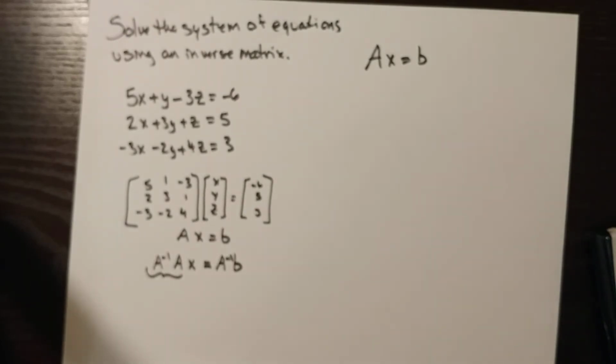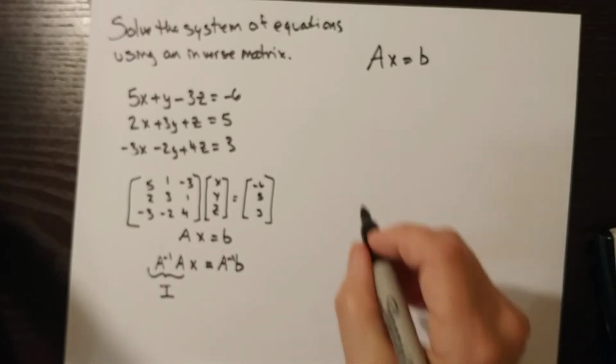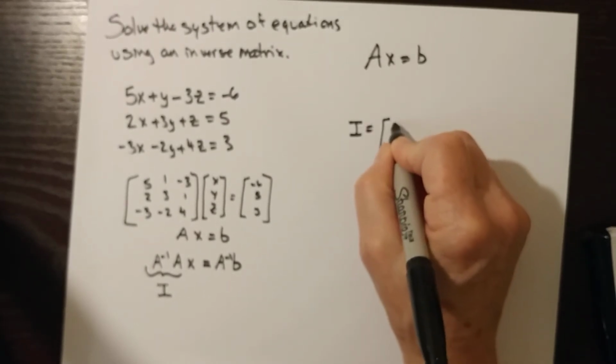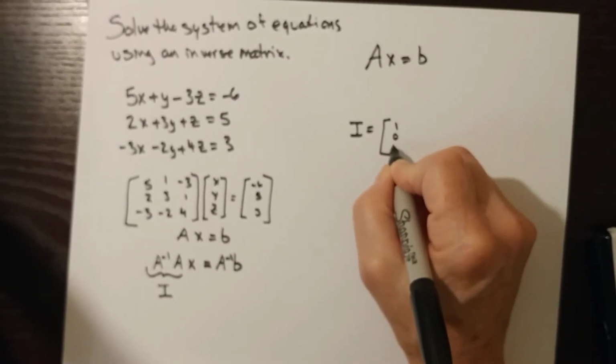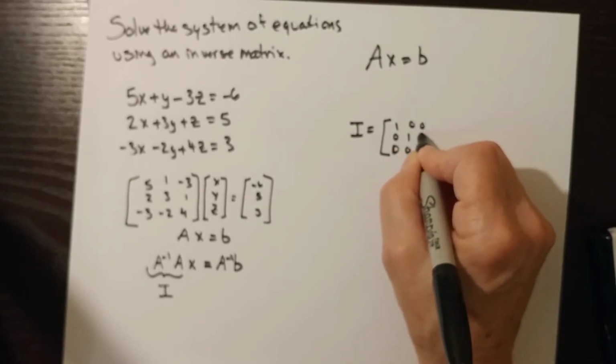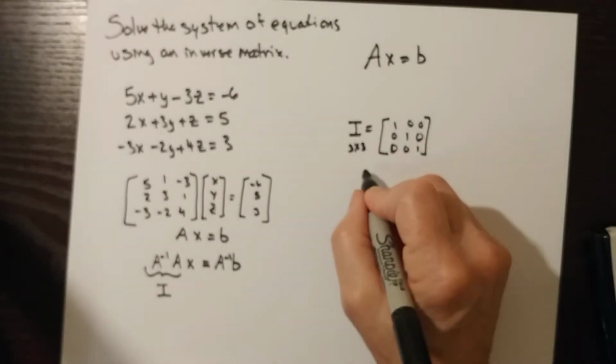But in matrix world, we don't get a 1, we get what's called an identity matrix. So in this case, A is a 3 by 3. In matrix world, a 3 by 3 identity matrix would be 1s on the diagonal and zeros everywhere else. So for example, that's a 3 by 3 identity matrix.